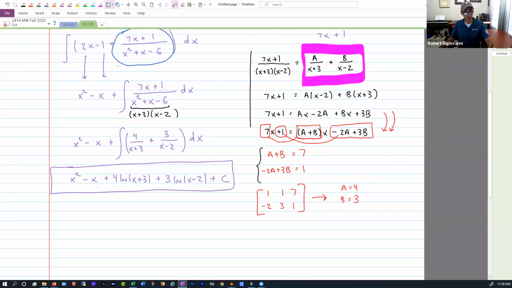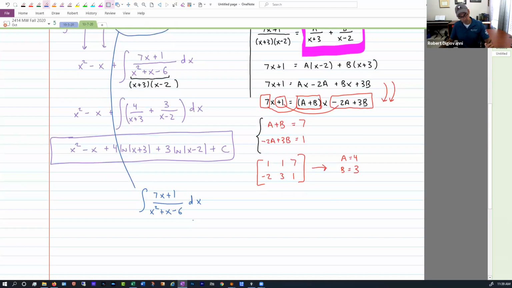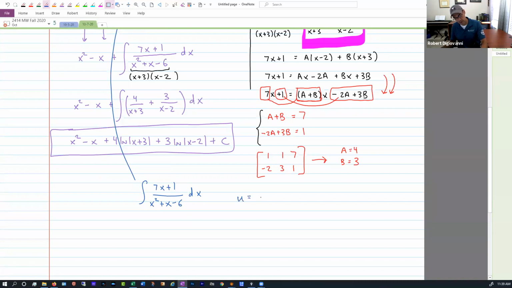Now, just as a side note, had we taken this and not realized that it was factorable, so had we done this thing where we say, okay, we're trying to do the integral of 7x plus 1 over x squared plus x minus 6, and we made the substitution of the denominator, the derivative of that would have been 2x plus 1 dx. We would have had to try to turn this up here into 2x plus 1. So I would have factored a 7 out first of the top.